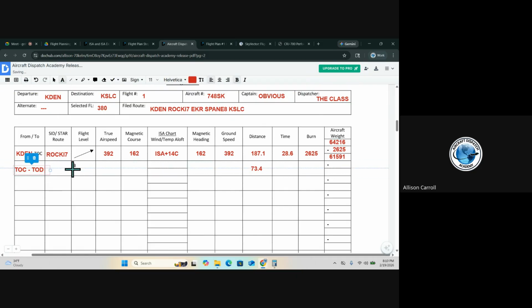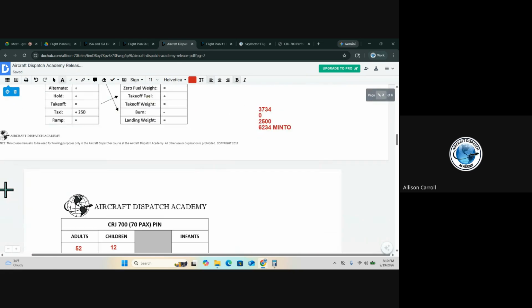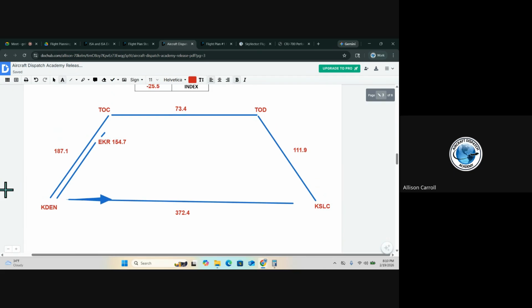So over here, we are already on our Spain 8 arrival during cruise. Sometimes that can be kind of hard to wrap your mind around just because this is such a short flight and we are capable of going so high. But we just had to figure out where's Meeker in reference to top of climb. I already have the distance for it, but I just had to figure out where top of climb is in reference to my filed route.